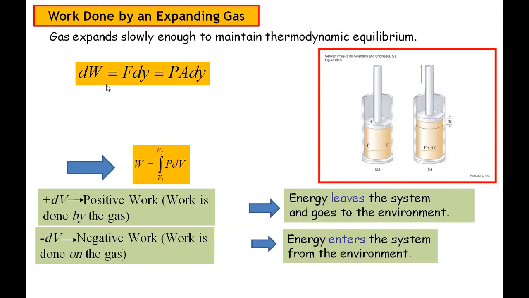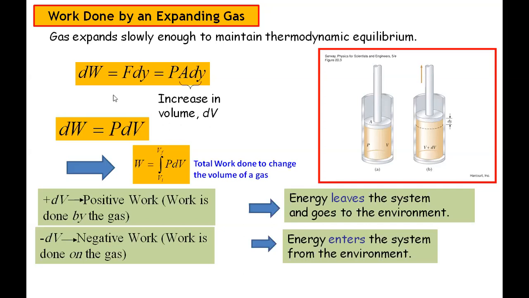So dW equals F dy, and this is pressure times area times dy, and area times dy equals volume. This is an increase in volume dV, and dW equals P dV. This is the total work done to change the gas volume from V initial to V final.